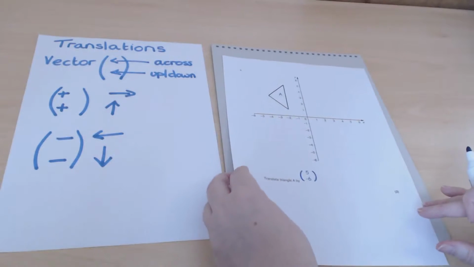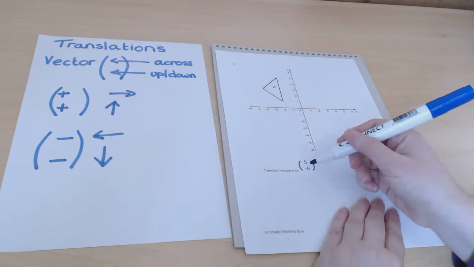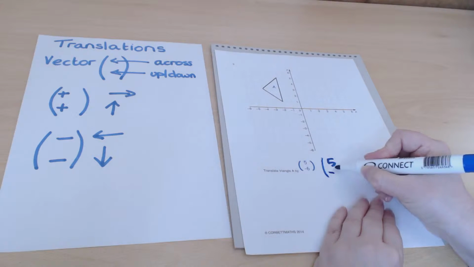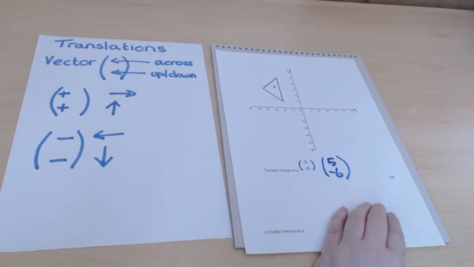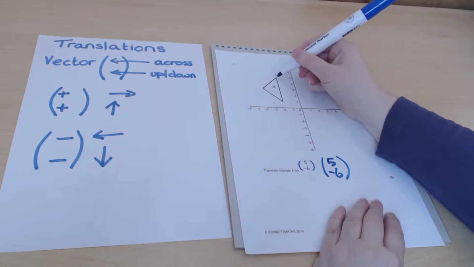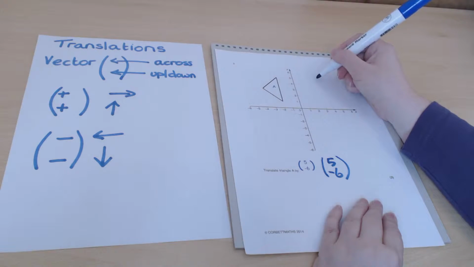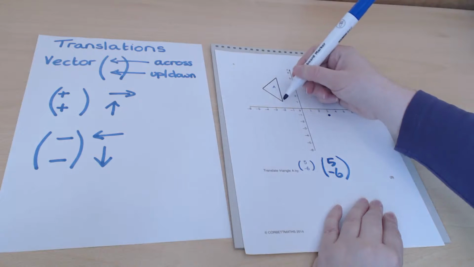Here's our first example. We've got a triangle here, and they tell us that we need to translate it by the vector 5, -6. That means it's got to move forward 5 and down 6. The best way to do this is just to pick the points. We start here, and if we move this one across 5 first of all, 1, 2, 3, 4, 5, and down 6, that's going to come all the way down to there. So that's that point.